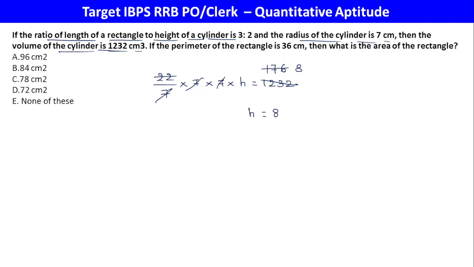So the height h is equal to 8. Length is 2 parts, 8 and 4 times 3, 4 times 12. Perimeter of the rectangle is 36, which is 2 into (l plus b), so l plus b is 18: 12 plus 6 is 18. What is the area? Area is 12 times 6, which is 72 centimeter square. Option D is the final answer for this question. Then next question.